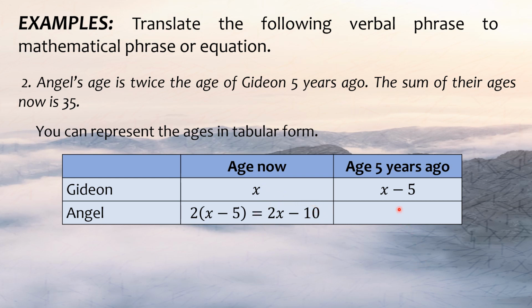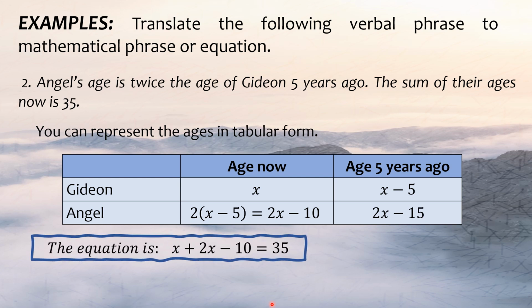And then, age 5 years ago, so magma-minus lang tayo ng 5 dito, or magdadagdag tayo ng 5, so magiging 2x minus 15. Therefore, the equation is x plus 2x minus 10 equals 35. Paano naging ganito yung equation? The question is, the sum of their ages now is 35. So, sum, i-add natin yung age nilang dalawa now, so that is x plus 2x minus 5, and then equals 35.